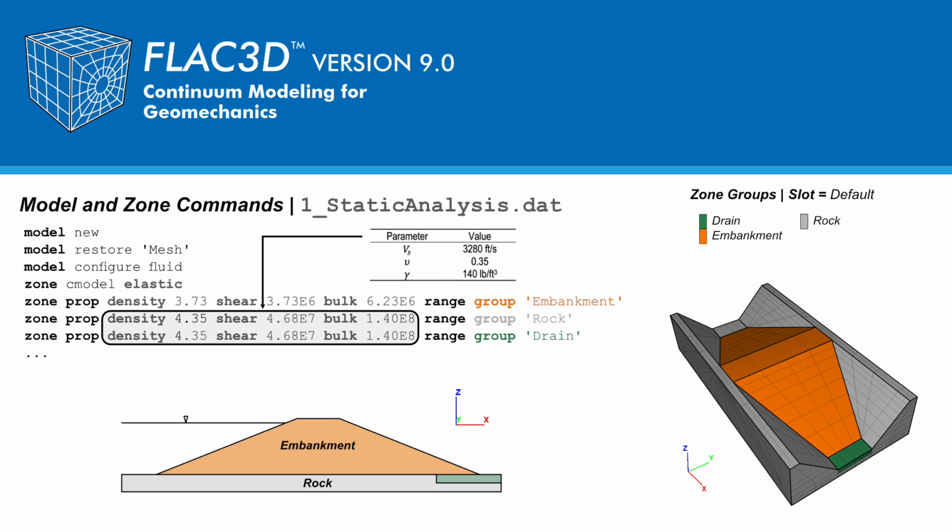With the rock then, with a Poisson's ratio of 0.35 and mass density of 4.35 slugs per cubic foot, the shear modulus equals 4.68 times 10 to the 7 pounds per feet squared, and bulk modulus equals 1.40 times 10 to the 8 pounds per feet squared. The density and stiffness are assigned for the rock using similar commands as the embankment.